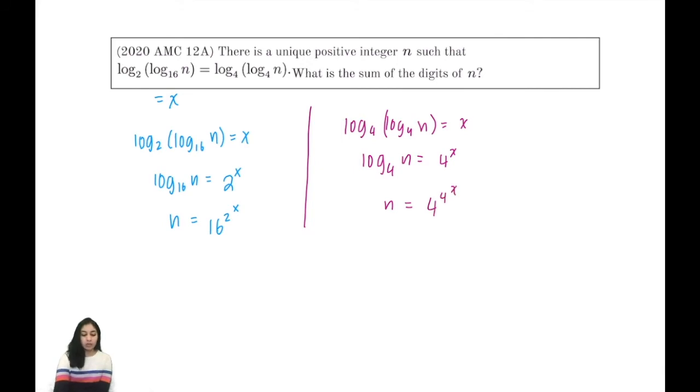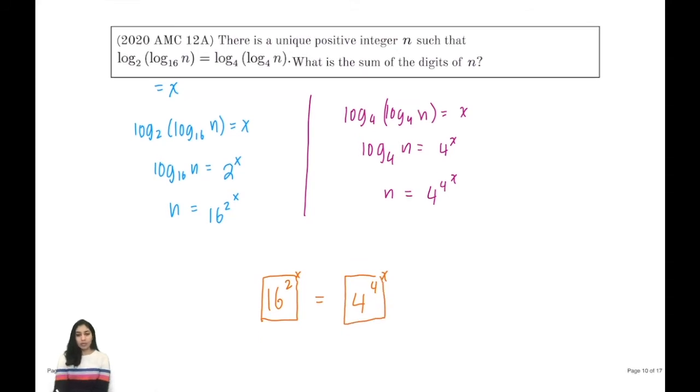So for these to be equal, we know that we must have 16 to the power of 2 to the power of x equals 4 to the 4 to the x. So now all we have to do is see that 16 squared is 256, 4 to the power of 4 is also 256, so x being 1 will satisfy our equations.